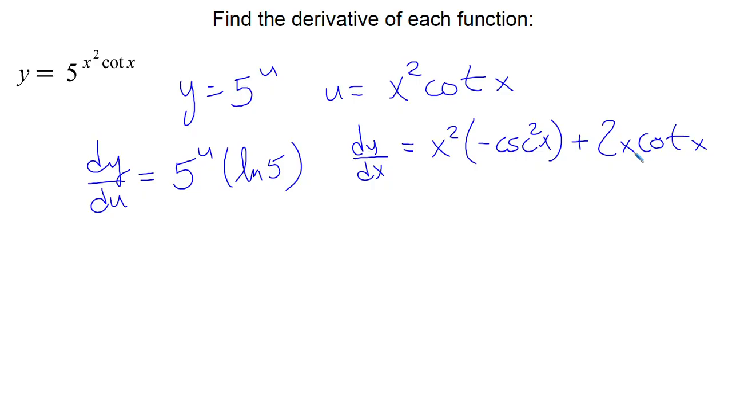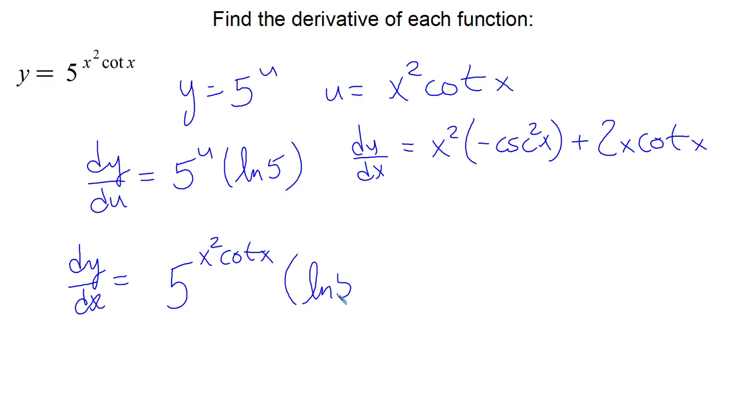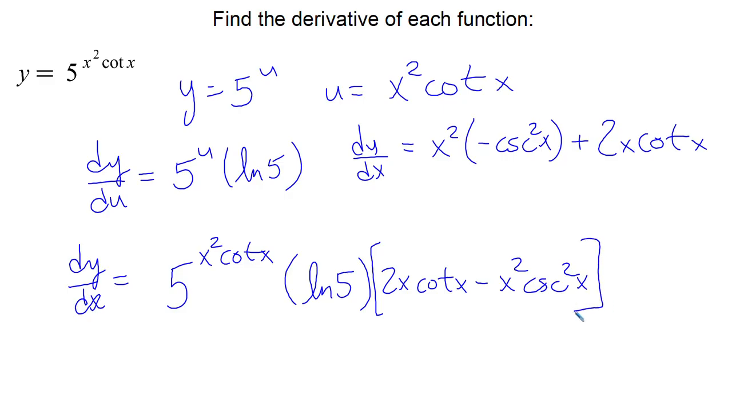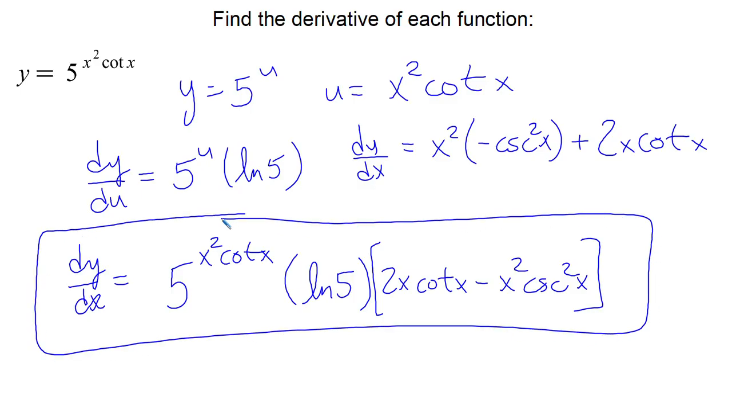Now we'll multiply it all together. I'll put my dy dx out here. Dy dx is 5 to the u, where u is x squared cotangent x. And we'll multiply that by the natural log of 5. And then we'll multiply it by our du dx. I'm going to write the 2x cotangent x first, minus x squared cosecant squared x. And if you choose to factor an x out of that, that's totally fine, but I don't particularly see the need to, so I'm just going to leave it like this.